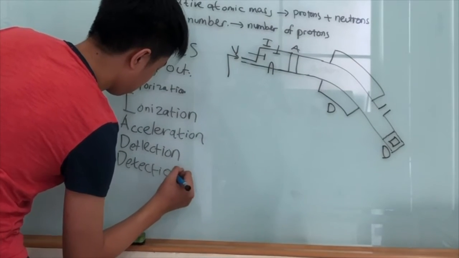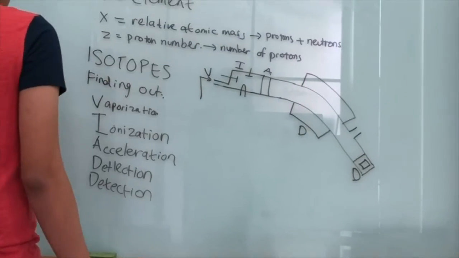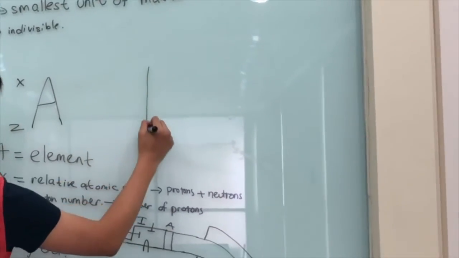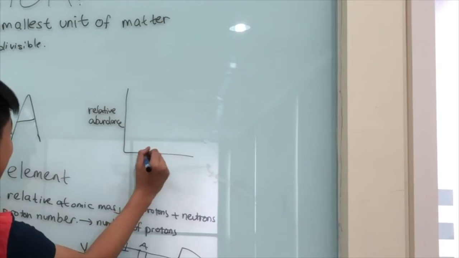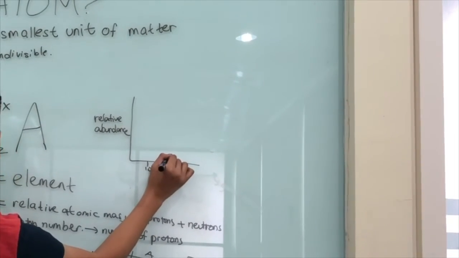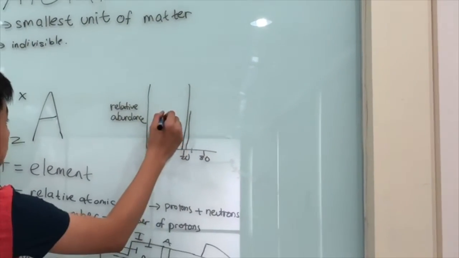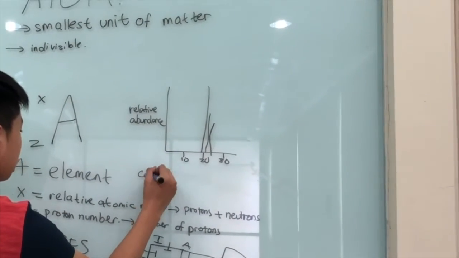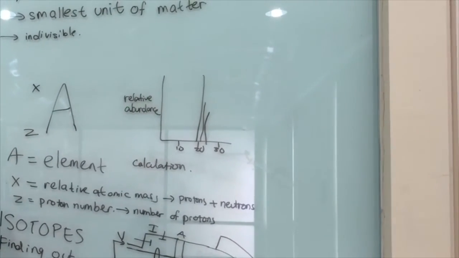Lastly, detection is when the detector detects species of a particular mass-to-charge ratio. The ions hit the counter and an electrical signal is generated. After the process, the mass spectrometer will show the results in a graph of relative abundance against atomic mass, which looks like this. From this graph, we can find the relative atomic mass of the element by calculation, and it's very simple.